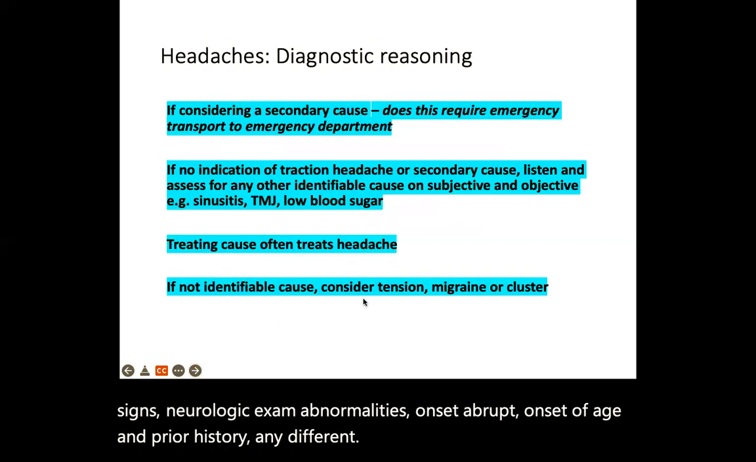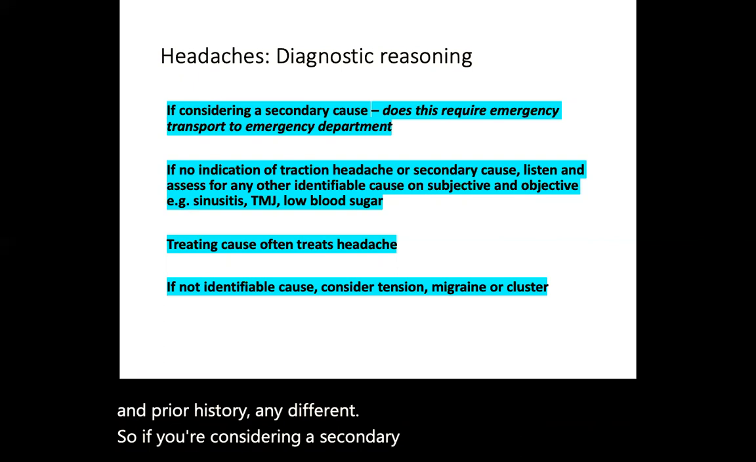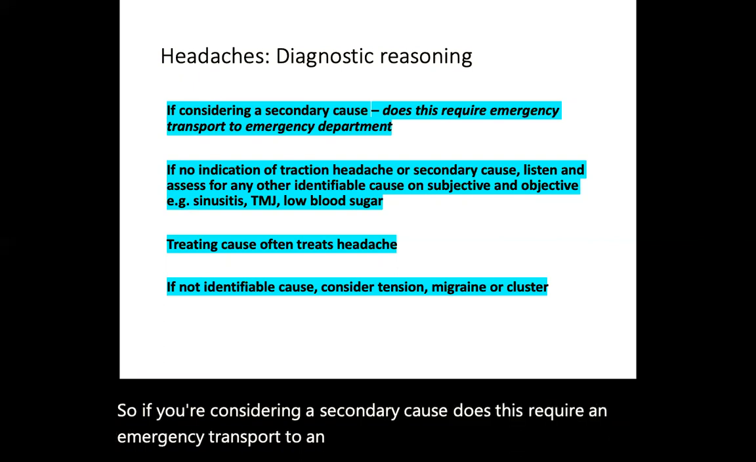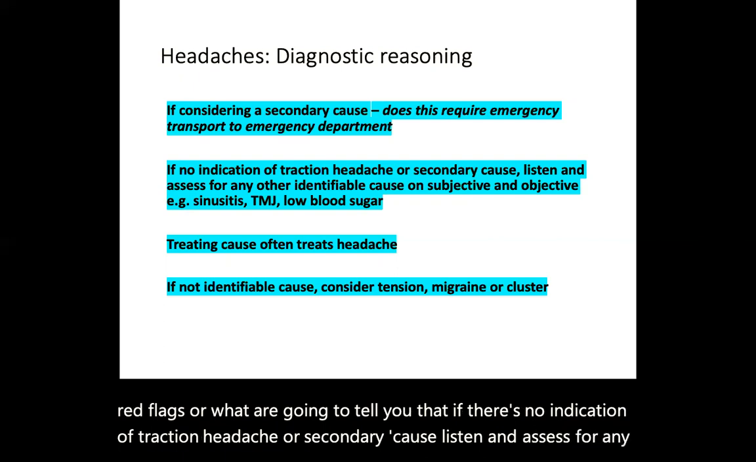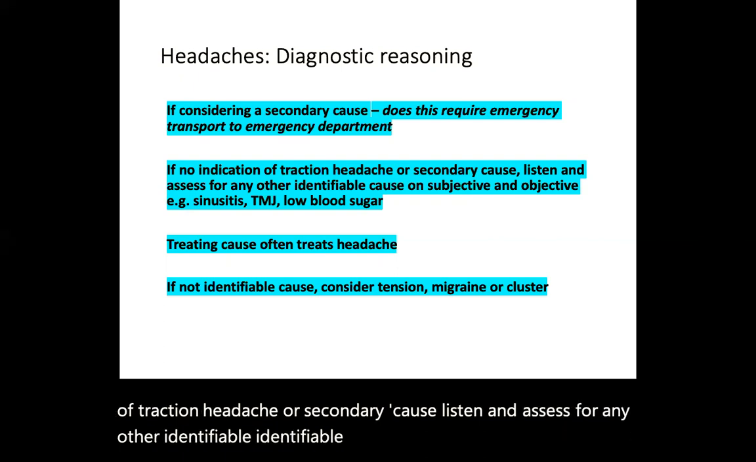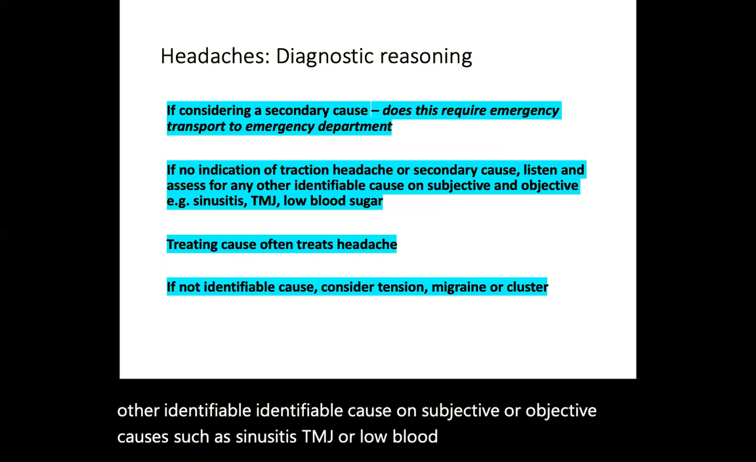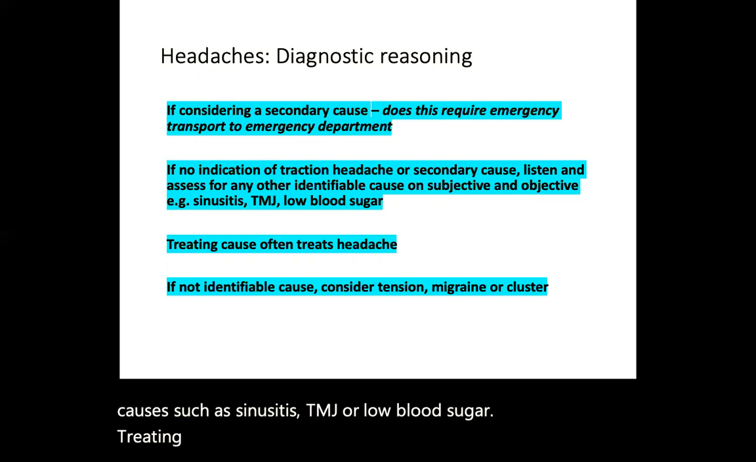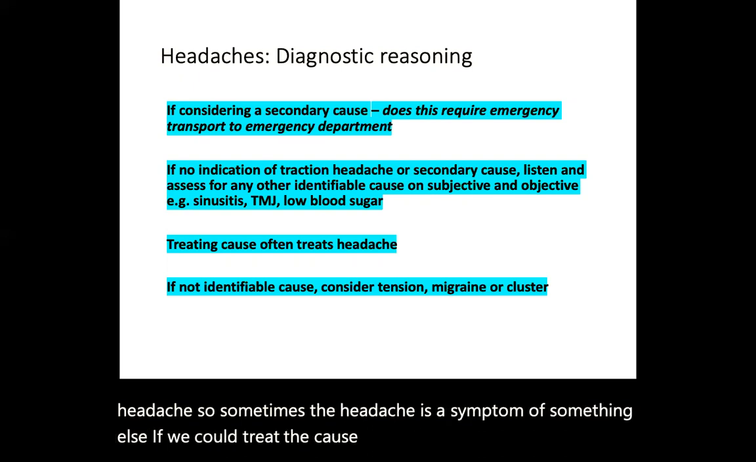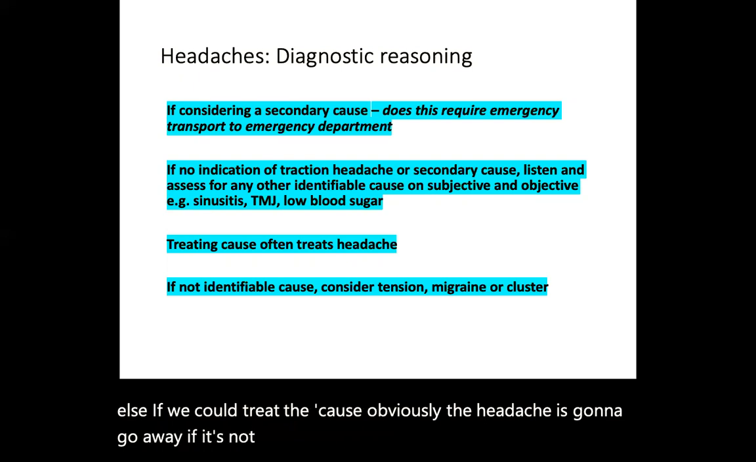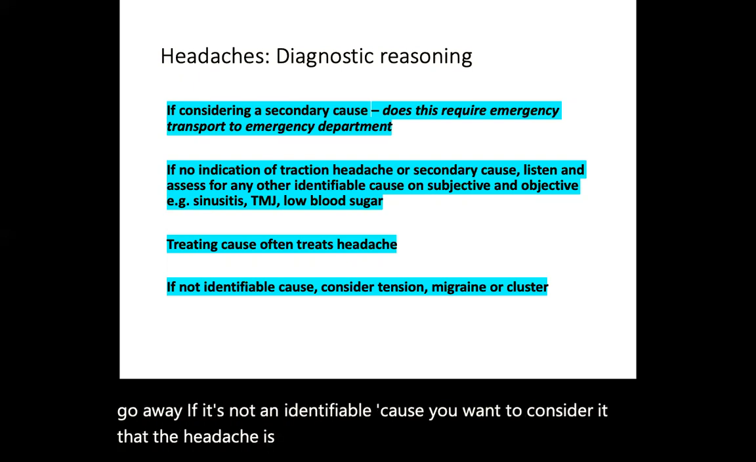So if you're considering a secondary cause, does this require an emergency transport to an emergency department? Again, your red flags are what are going to tell you that. If there's no indication of traction headache or secondary cause, listen and assess for any other identifiable cause on subjective or objective findings, such as sinusitis, TMJ, or low blood sugar. Treating the cause obviously often treats the headache. So sometimes the headache is a symptom of something else. If we could treat the cause, obviously the headache's going to go away. If it's not an identifiable cause, you want to consider that the headache is either tension, migraine, or cluster in nature.